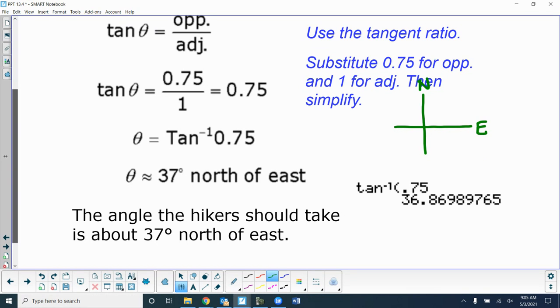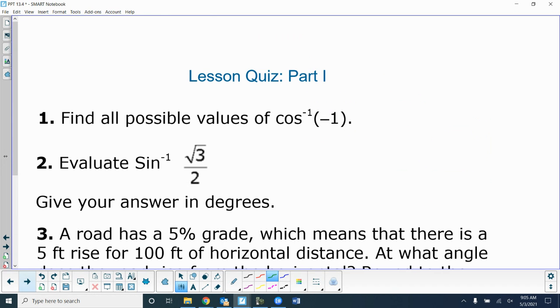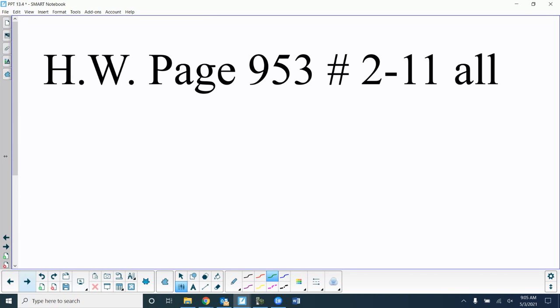Again, you're looking for an angle measure. So when you're looking for an angle measure, you're going to hit that second sine, second cosine, second tangent, depending on how your picture is and which one you have to use. Okay? All right. So that's the type of stuff we're doing in this section.